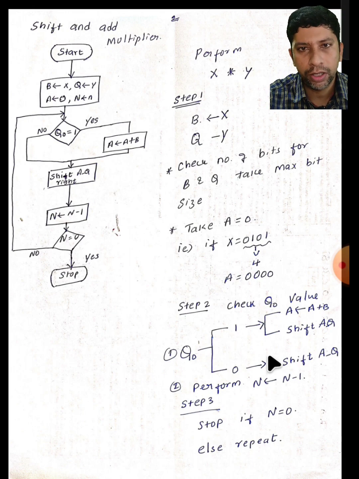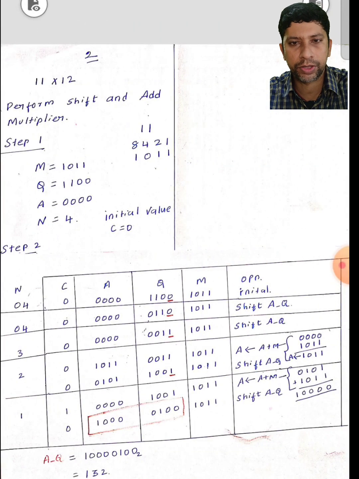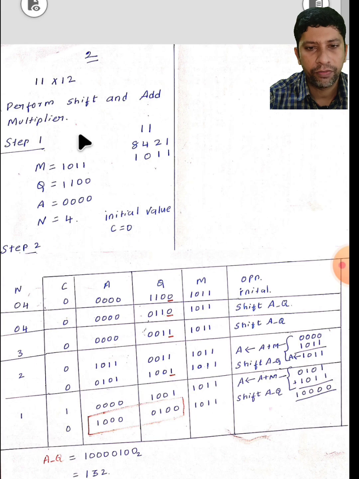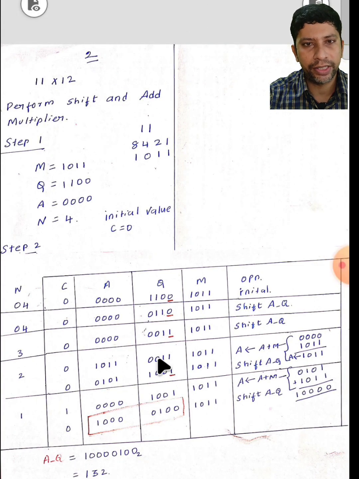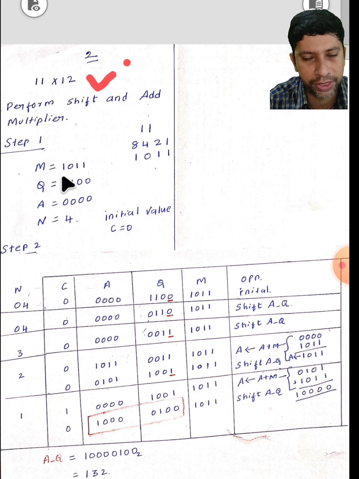So I'm going for the next one. Yes, so this is it. We are going to solve 11 cross 12 in this example. I have taken 11 cross 12, so I'm going to perform this.